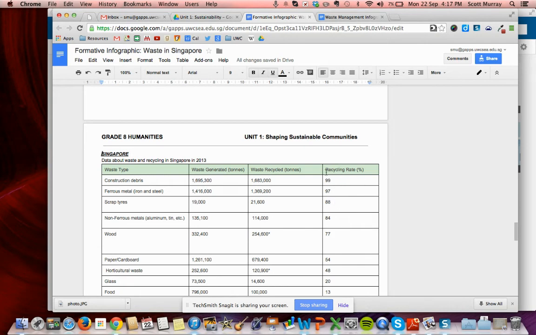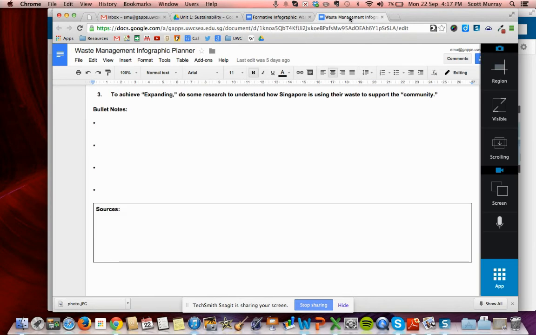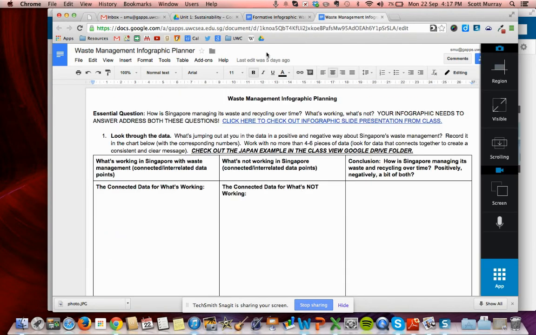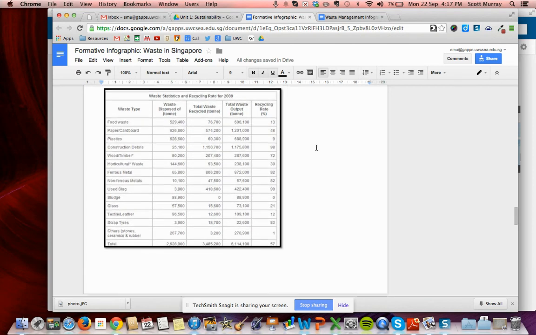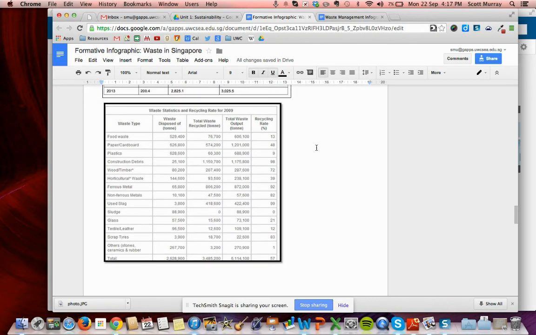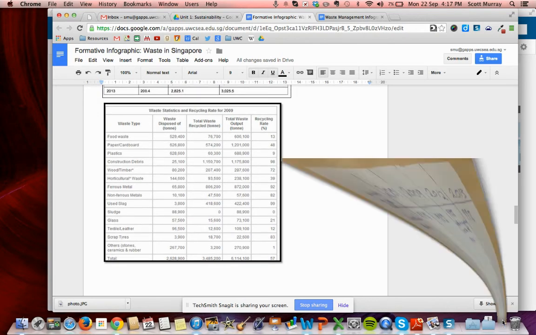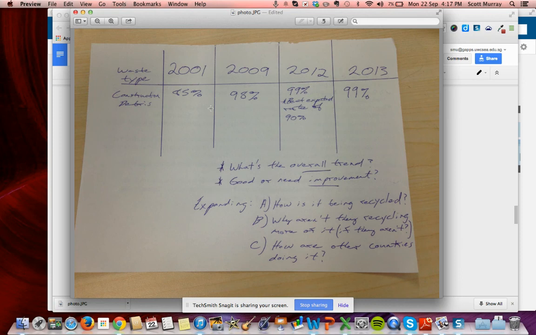So what I'm going to do, and I did not include this here, and maybe I should have, is I just did it by hand, because what we're going to now look for is what Singapore is doing well at and what Singapore is not doing so well at. So I've created this chart just by hand.